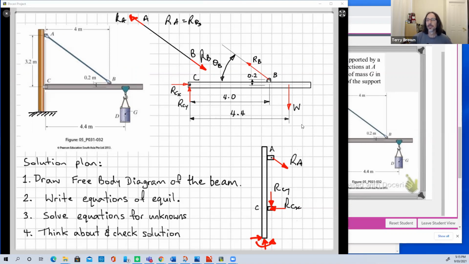I mean, is this force going to be acting up or is it going to be acting downwards? So we've got it shown as acting up. Can we just look at our free body diagram and work out whether that should be acting up or whether it should be acting down? Or another way to put the question, are we going to get a positive answer when we do the calculations or a negative answer?